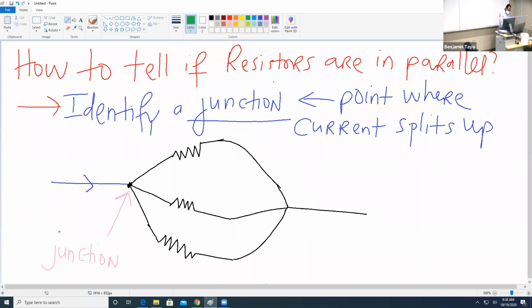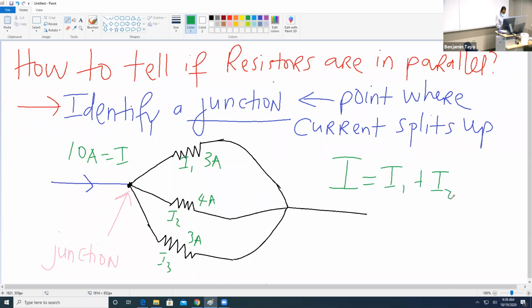The reason why this is called a junction is because, for example, if 10 amps is coming in here, it's going to split up in such a way that 3 amps go in there, 4 amps go in there, then 3 amps must go in there. So call this I1, call this I2, call this I3, call this I. By conservation of charge, I must be equal to I1 plus I2 plus I3.